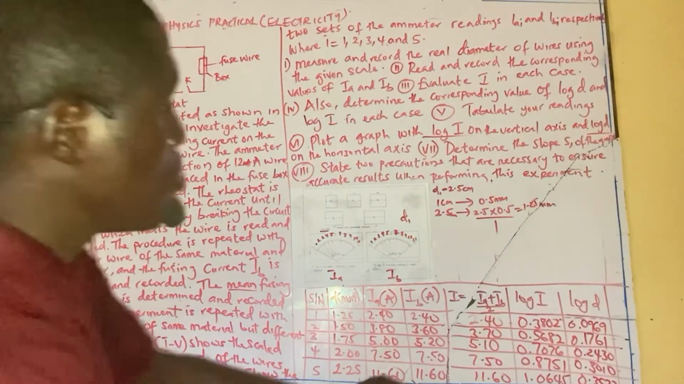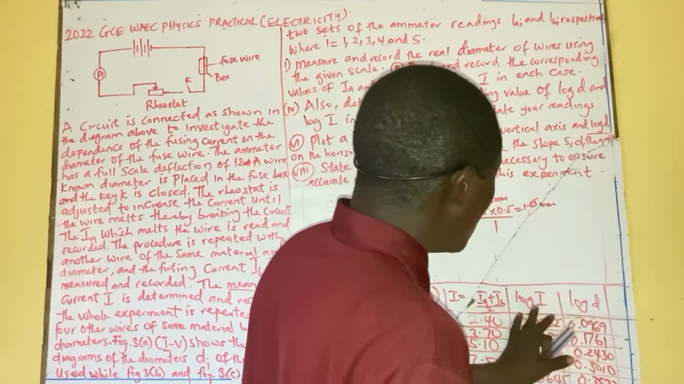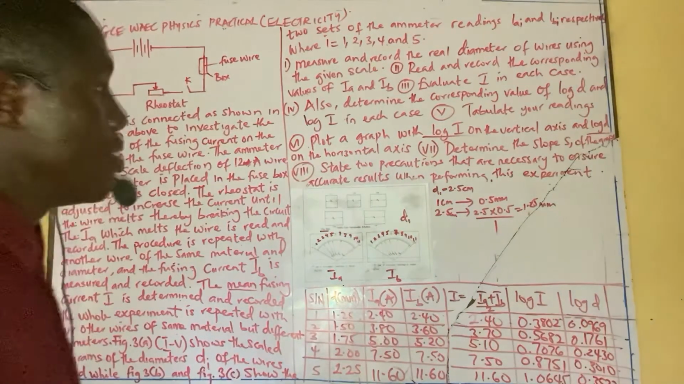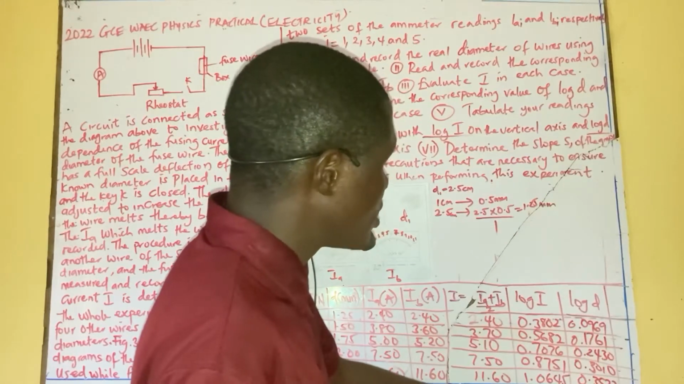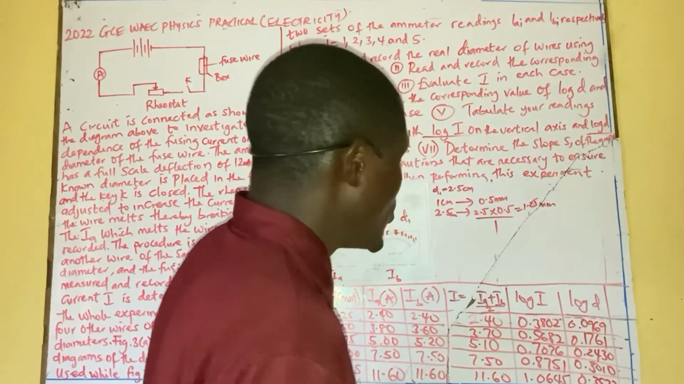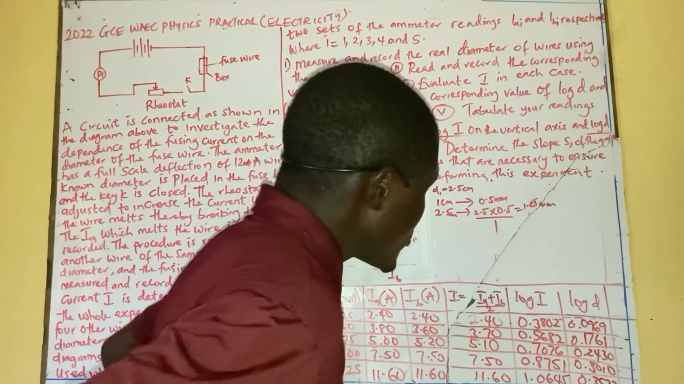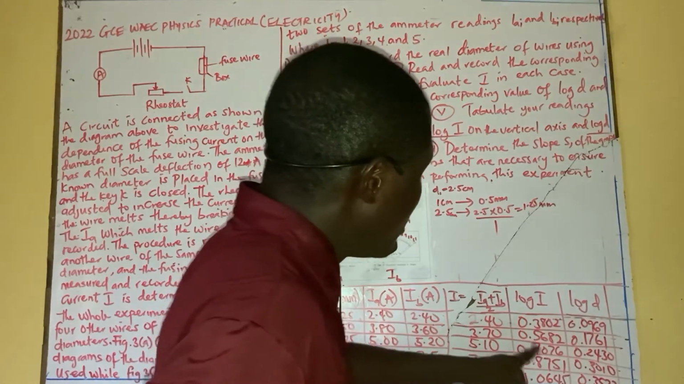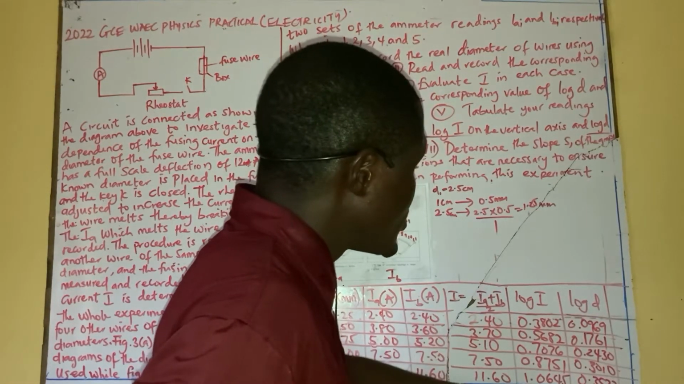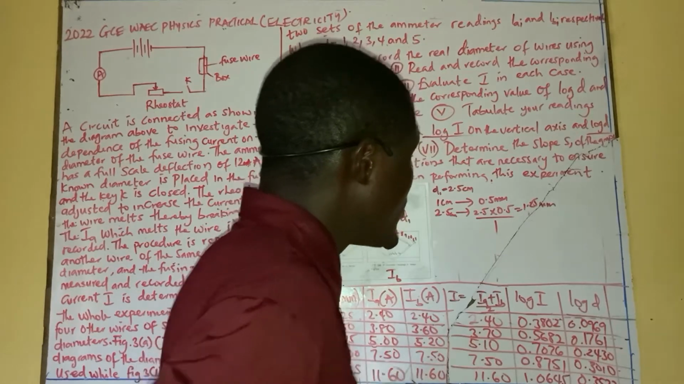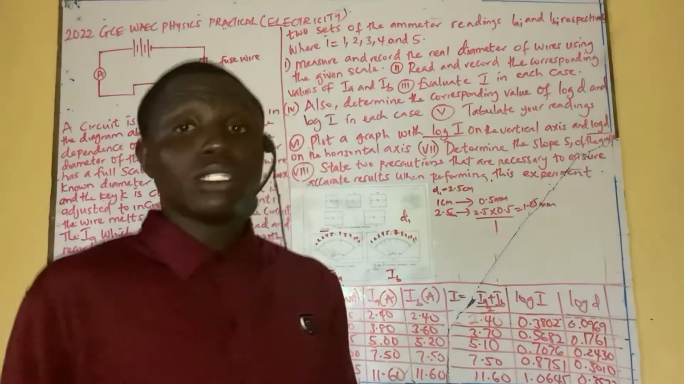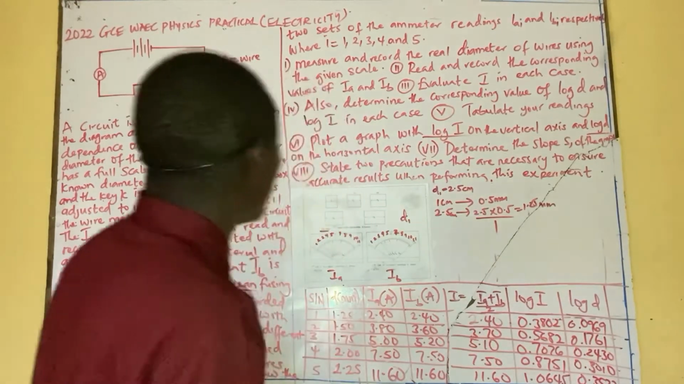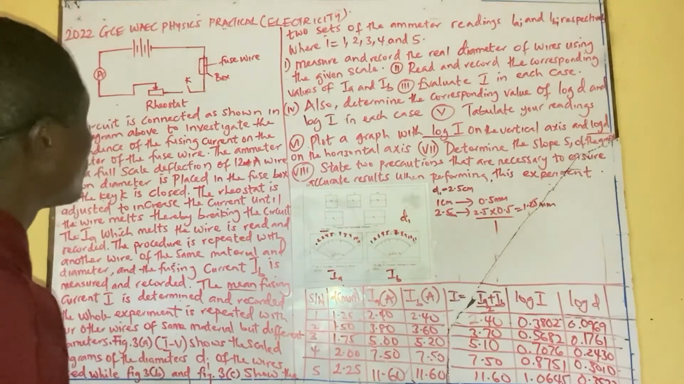Meaning that I need to bring out the approximate values of log I and log D before I can plot it. For log I, the highest value I'm having here is approximately 1.1. So I want to approximate it to 1 decimal place. If I'm using 1 decimal place, what are the values I'm going to plot?